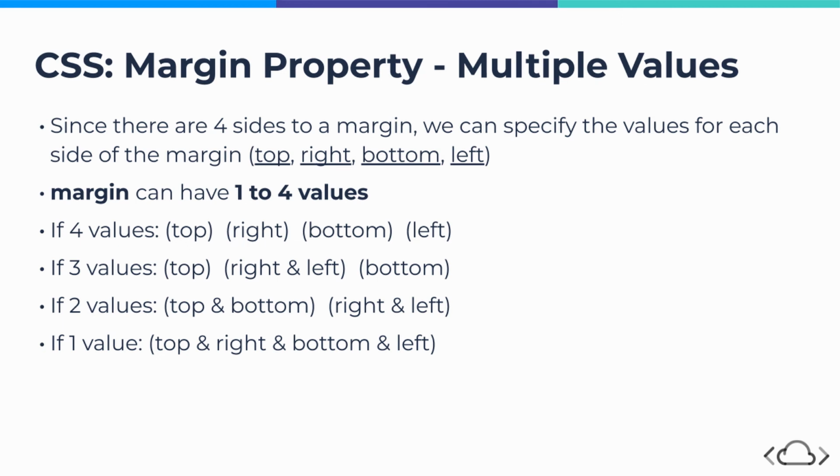Just like in the previous lesson on borders, margin also takes the same approach when using multiple values. When using the values, I like to remember it as this: 4 values would associate with top, right, bottom, left. 3 values would associate with top, sides, and bottom. 2 values would associate with top, bottom, and then the sides. 1 value would associate with all of the sides.